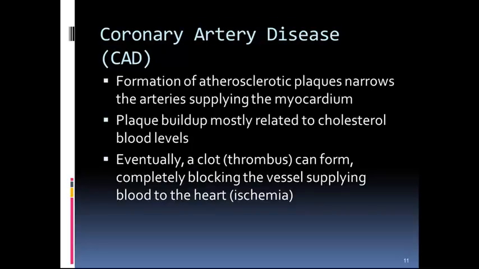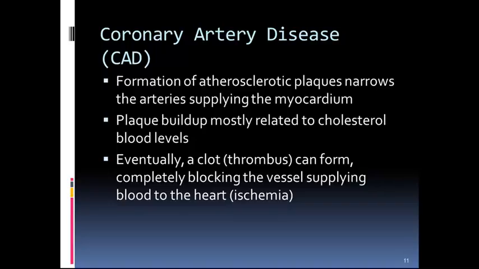Coronary artery disease, the cardinal signs are angina or chest pain relieved by rest or nitroglycerin. Coronary artery disease is the formation of atherosclerotic plaques that narrow the arteries supplying the myocardium. The plaque builds up mostly related to cholesterol in the blood levels.